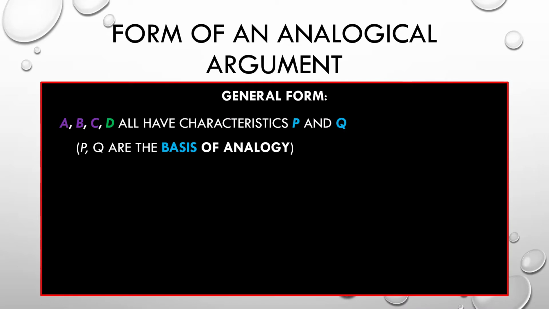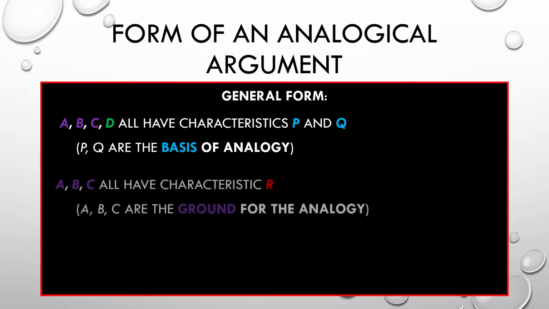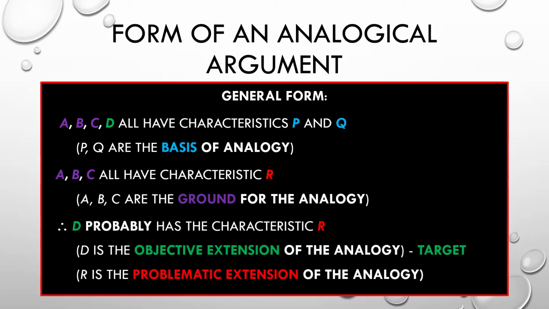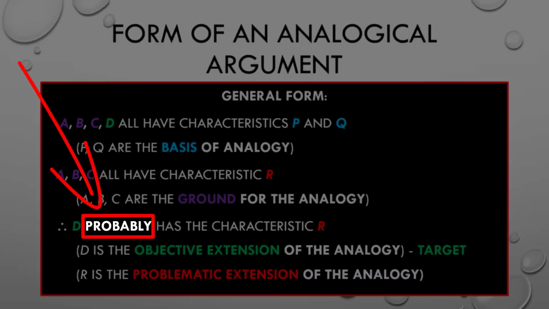A, B, C, and D all have characteristics P and Q. P and Q we call the basis of the analogy, the similarities. A, B, and C all have characteristic R. A, B, and C we call the ground of the analogy. That's our sample, the things that are similar. Therefore, D probably has characteristic R. D is the objective extension, the target of the analogy, and R is the problematic extension of the analogy, the feature that we have in question. Now note the word probably. It indicates that this is not a deductive argument.